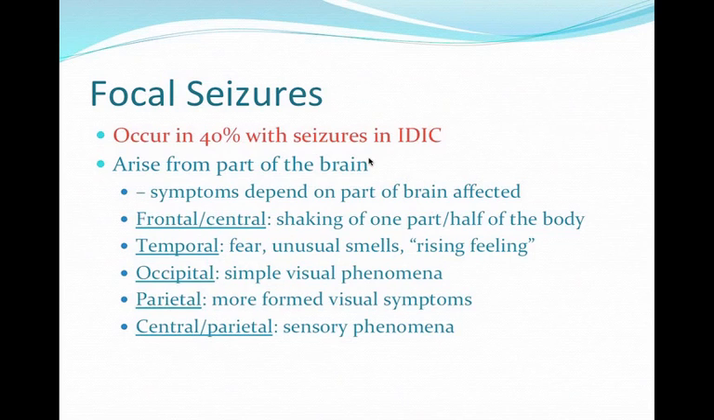If it's in the frontal or the central region, that's where your motor area is. That's the part of the brain that helps you move. So you can get some shaking, but it would just be one arm and one leg, or your arm and your face on that side. So again, it's just coming from one part of the brain, and depending on what part of the brain it's from is what kind of symptoms you get.